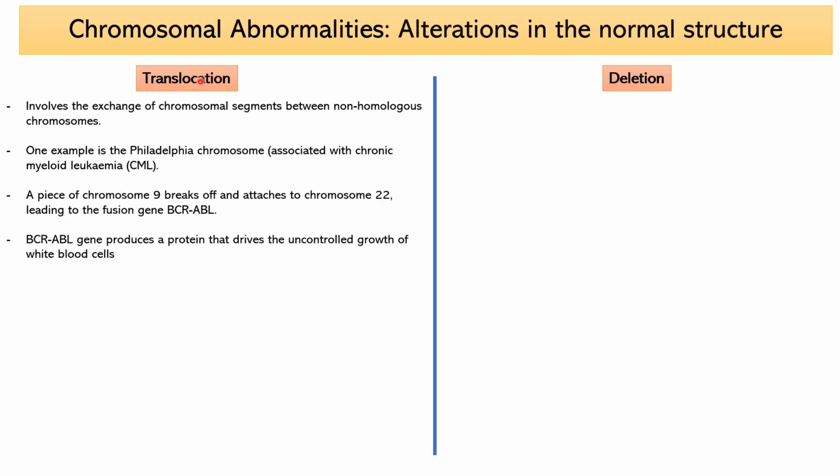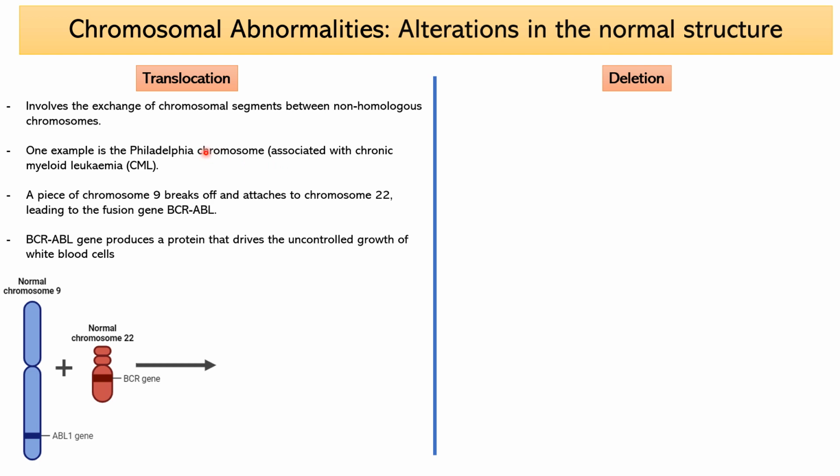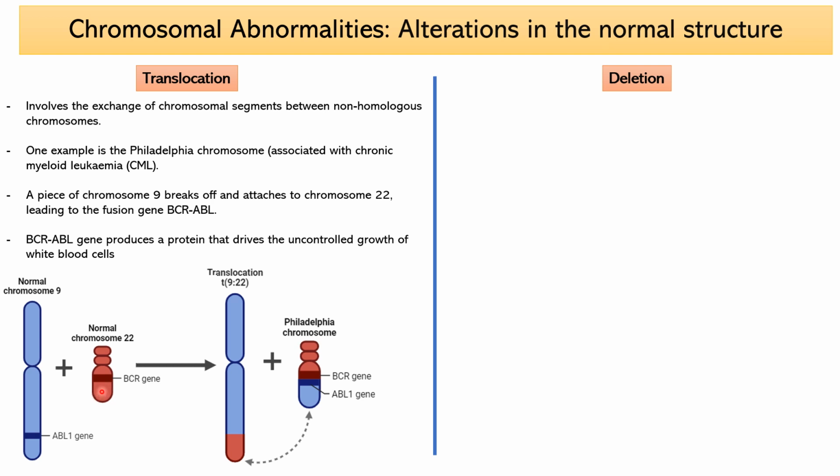Translocations involve an exchange of a chromosomal segment between non-homologous chromosomes. One known example of that is the Philadelphia chromosome, which is associated with myeloid leukemia. So what happens basically is that a segment will break off from chromosome 9 and then attach to chromosome 22. And then this part of chromosome 22 will also break off and then attach to chromosome 9.